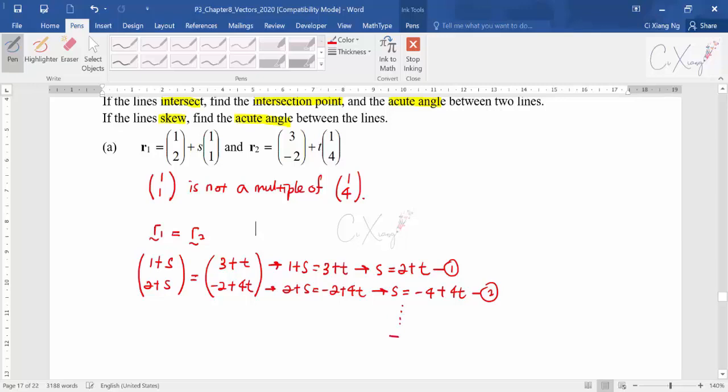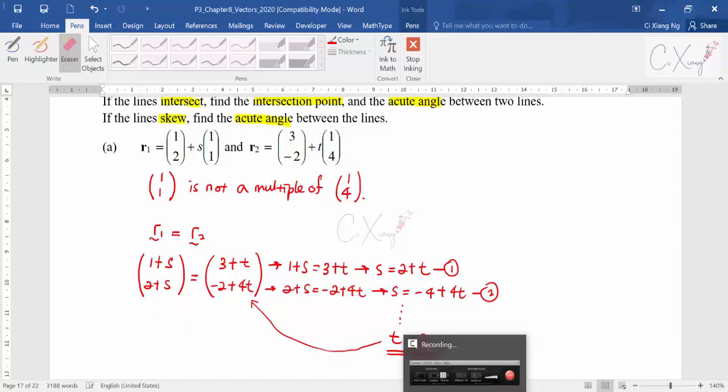Okay, so if you solve the simultaneous equations from here, for me, I will get T equal to 2. If you want to find the value of S you also can, but for this case, I'm not going to continue to find the S, because the value of T is enough for me to get the intersection point. Even if you find out the value of S and substitute S into this vector equation, both answers will be the same. So it is okay if you don't go and find out the value of S. So I get T equal to 2.